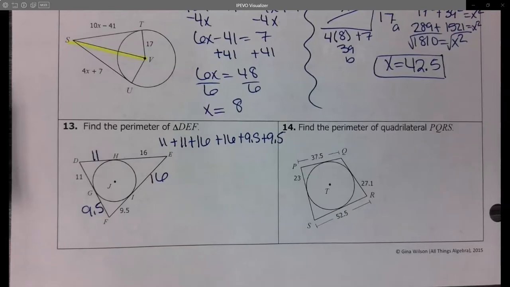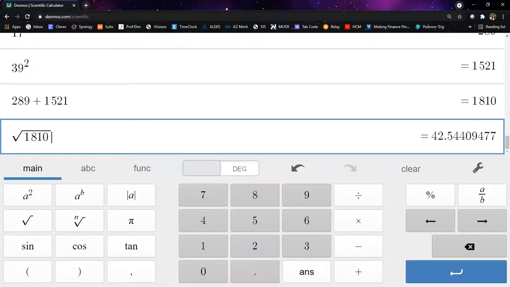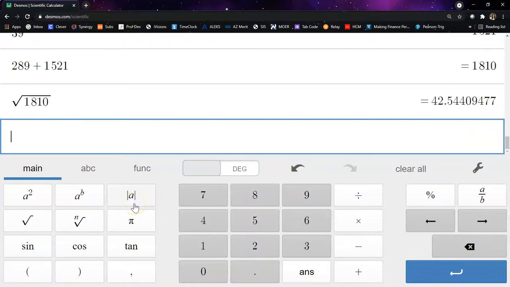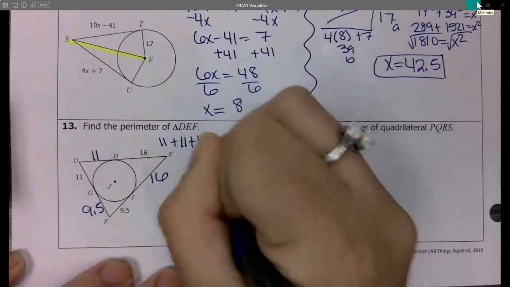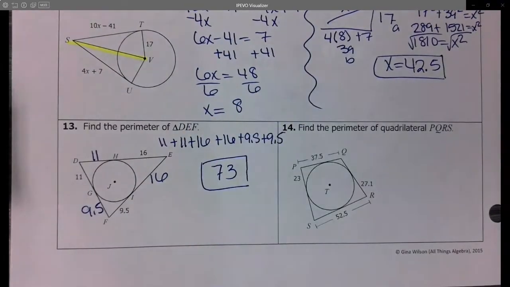Then I just need to type this into decimals, which gets me 73. Questions here?